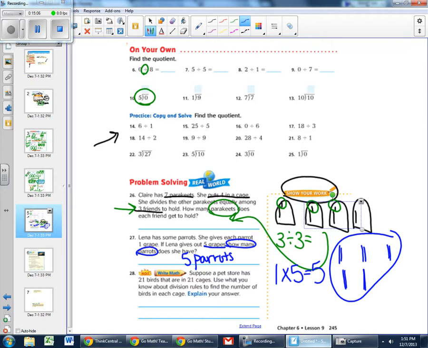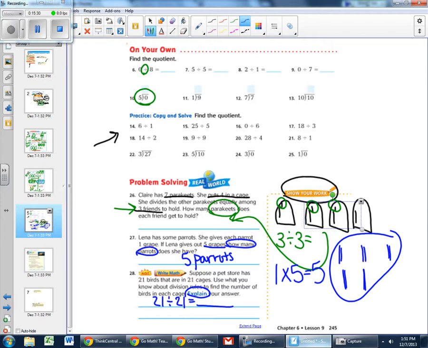And your last one is your writing about math. Suppose a pet store has 21 birds that are in 21 cages. Use what you know about the division rules to find the number of birds in each cage. So 21 birds, 21 cages. So you have 21 divided by 21 equals what? And then it wants you to explain why that makes sense.